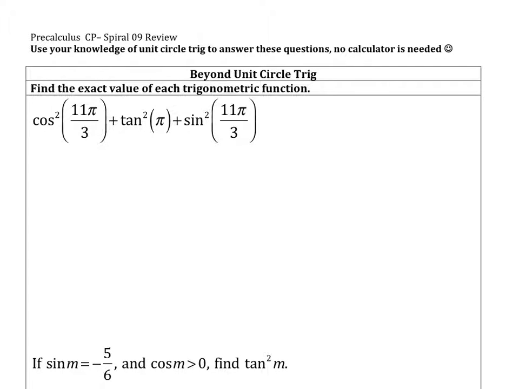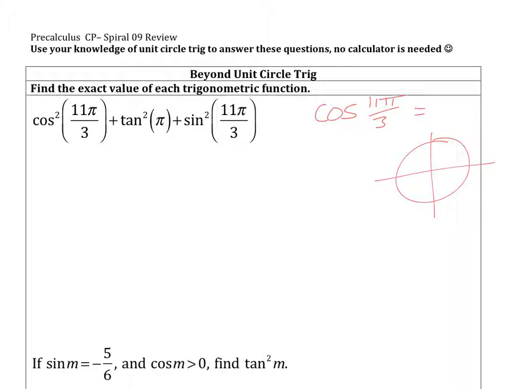We're going to start off with some beyond the unit circle, not behind the unit circle, trig stuff. First off, I've got to figure out some of these values. So we've got cosine squared 11 pi over 3. That means I've got to figure out cosine of 11 pi over 3 first. First thing I need to do is figure out where that is.